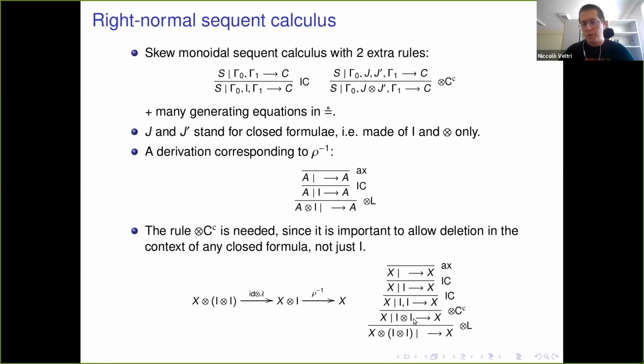And in here instead we can decompose further, because I is a closed formula, and then we can remove both units and conclude using the axiom.